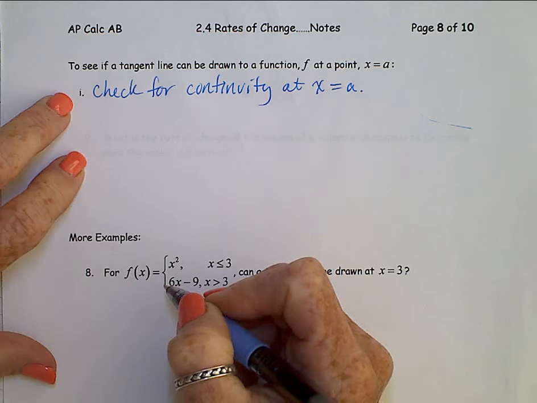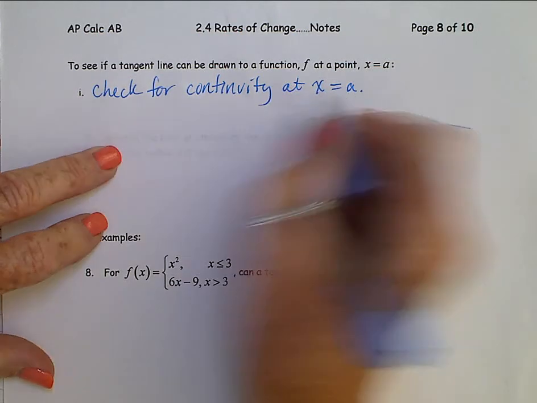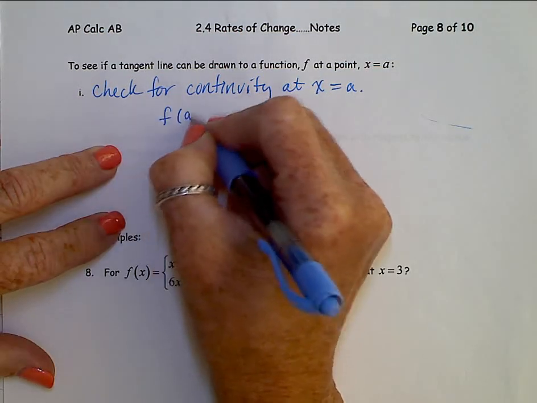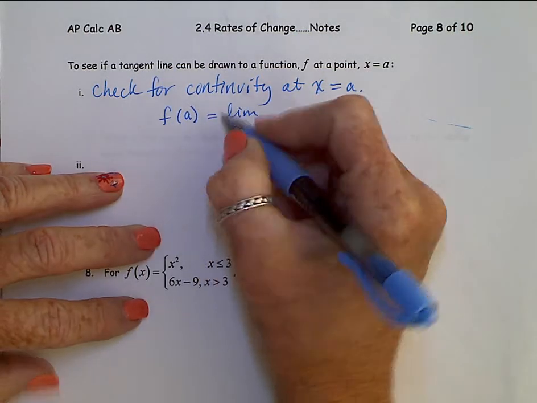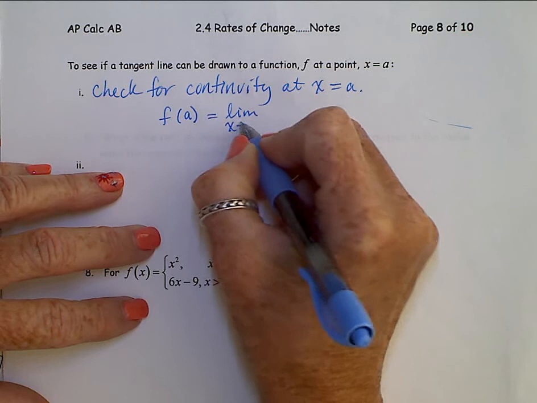And remember, for something to be continuous, the function evaluated at that point must be exactly the same as the limit as x approaches that point.